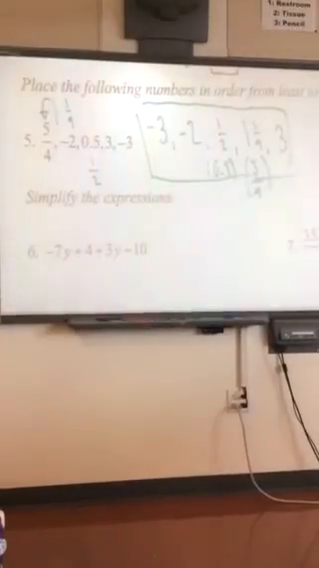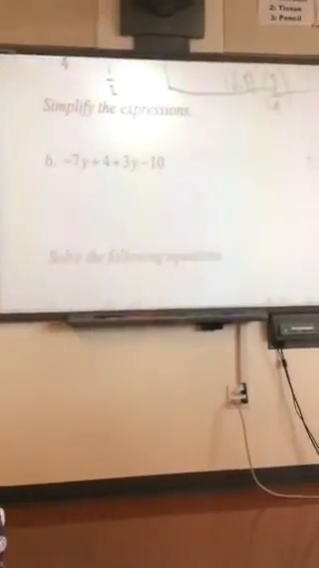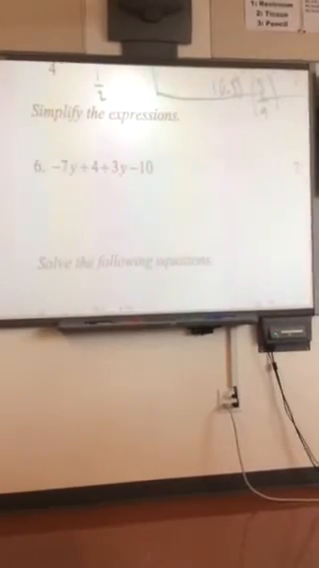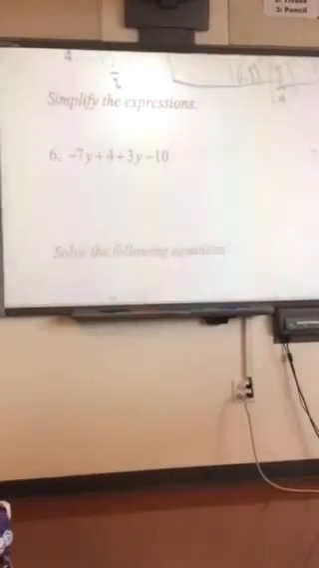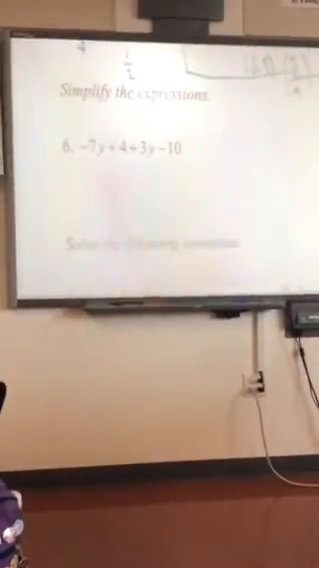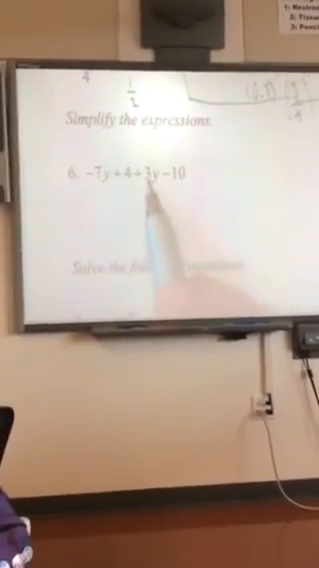Next one, simplify the expressions. So with these, we're not solving, we're just going to combine like terms. If we need to distribute, we would do that wherever we see it. So here, we find the like terms. Like terms here, -7y, +3y.